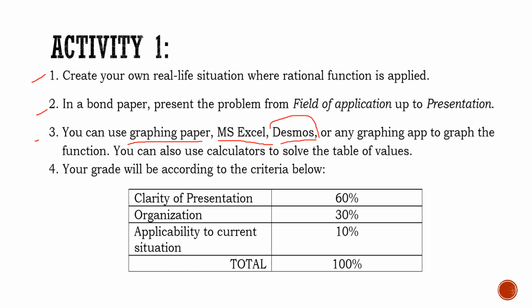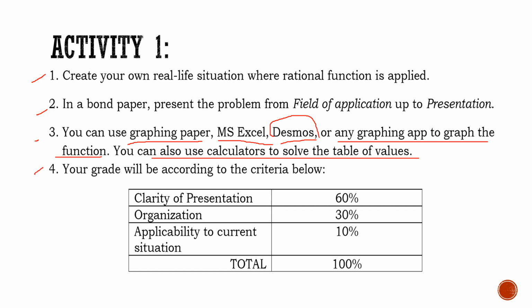Now, for number three, you can use graphing paper, MS Excel, or Desmos. So the most available and convenient is your Desmos, because you just simply input the given rational function, and the application will automatically graph the function that you input. So if you have another graphing app, then it's fine for me. You can also use calculators to solve the table of values.